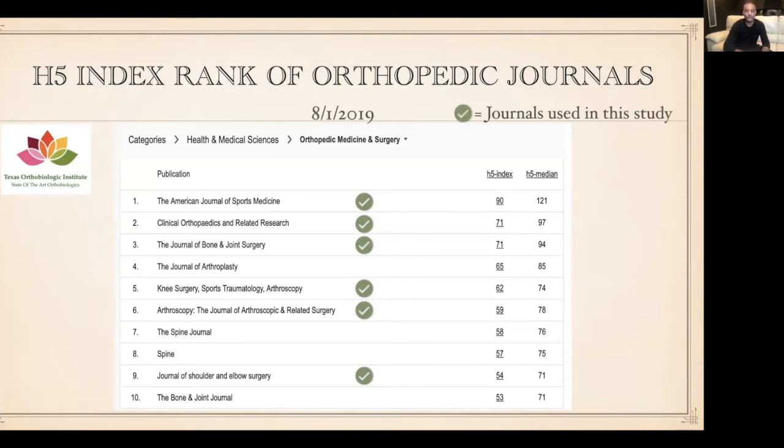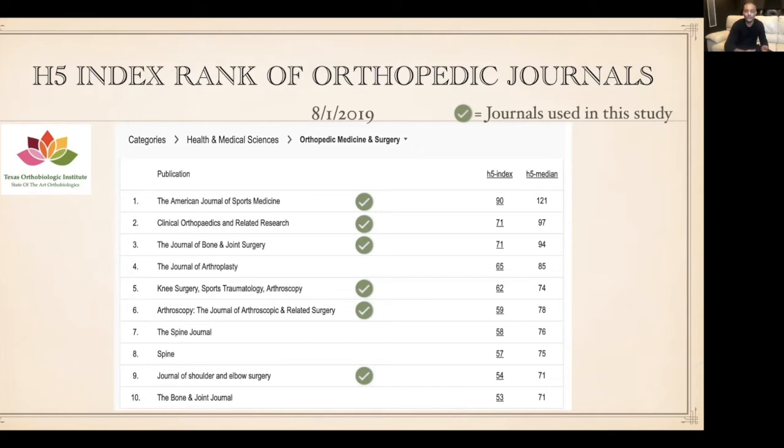The #2 journal was Clinical Orthopedics and Related Research, which was also included in our study with an H5 index of 71. JBJS, or the Journal of Bone and Joint Surgery, the American edition, was the #3 journal at that time, also included in our study. The first journal in the top 10 that we did not include was the Journal of Arthroplasty.